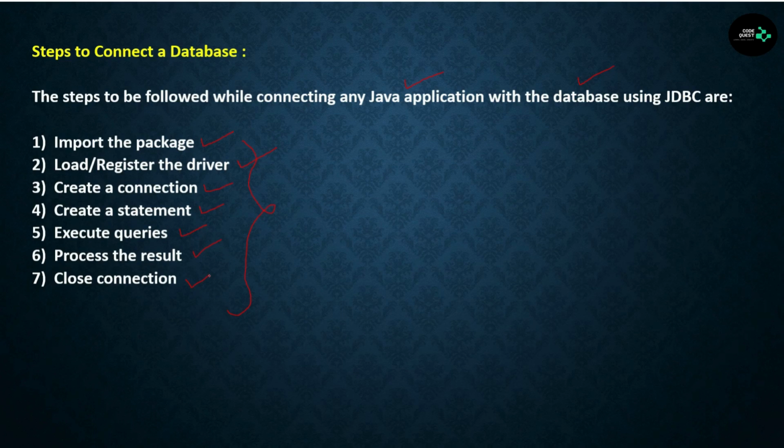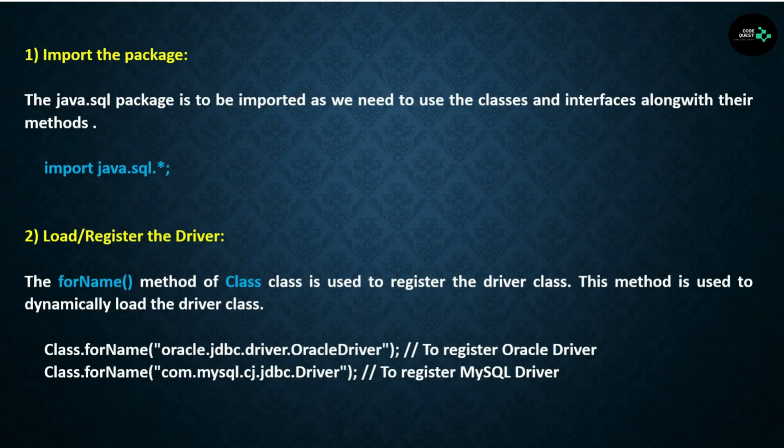So now let us see in detail how each of these steps is performed so that we can develop a simple JDBC program. Like we said, the very first step is to import the package. The SQL package is the one to be imported, as we need all the classes and interfaces along with their methods. So the very first line that we write is import java.sql.*, so that I can get all the classes as well as interfaces present within this SQL package.